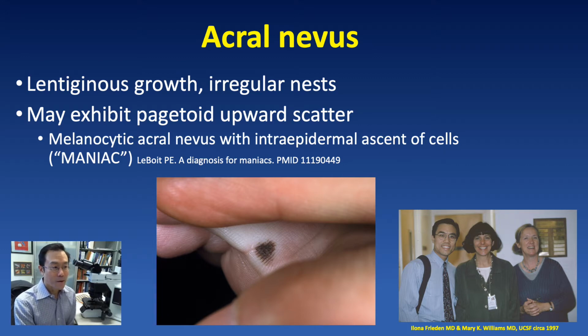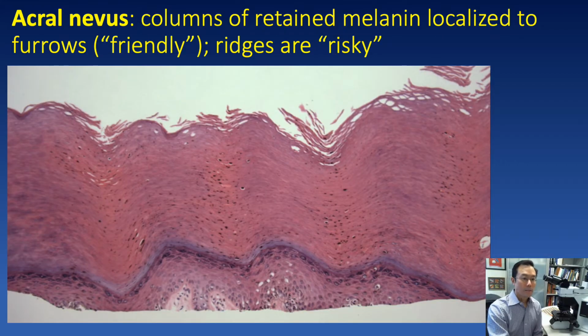But this is all just a segue to the topic of acral melanocytic nevus. So this is the prototype of the special site nevus, and so acral nevi can exhibit lentiginous growth, but in addition they can have relatively irregular nesting. They can also even exhibit pagetoid upward scatter. So I think it was Dr. Lebois, also at UCSF, who coined the acronym MANIAC nevus for acral nevus. So it's important to recognize that the threshold and the tolerances for unusual or concerning histologic features in an acral nevus is slightly different from that of other anatomic sites.